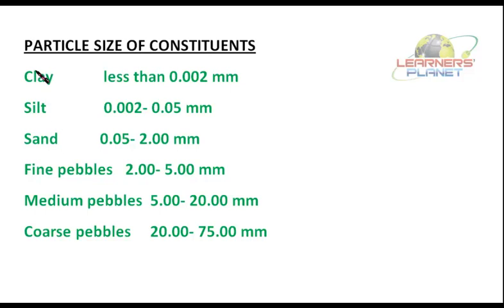Now, if you remember these constituents in a sequence in this manner, then you will be able to remember all these particle sizes, because they also go linearly. Less than 0.002, then 0.002 to 0.05, 0.05 to 2, 2 to 5, 5 to 20, 20 to 75 mm. So this is the composition of soil.